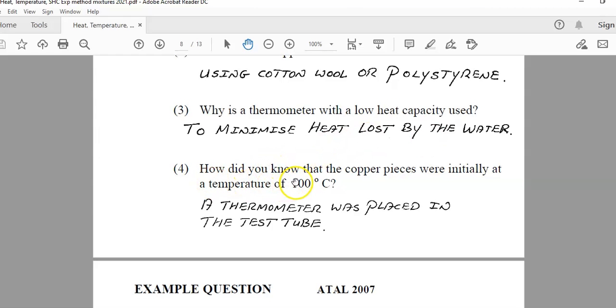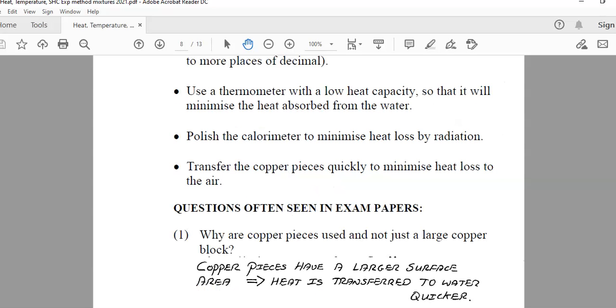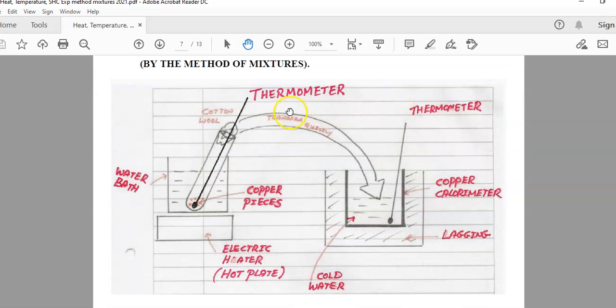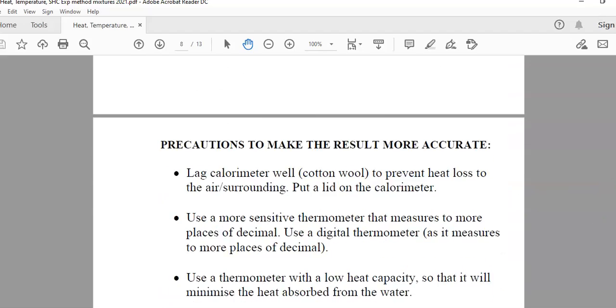And the question that has come up more than once is, how did you know that the copper pieces were initially at a temperature of 100 degrees Celsius? These copper pieces that we used in our experiment, how did you know that they were initially at 100 degrees Celsius? Well, the easiest way is to have a thermometer in the test tube, and that tells you they're at 100 degrees Celsius. But if you also said they were boiling in a water bath at 100 degrees, boiling water for a sufficient length of time, they will obviously come to 100 degrees Celsius as well.